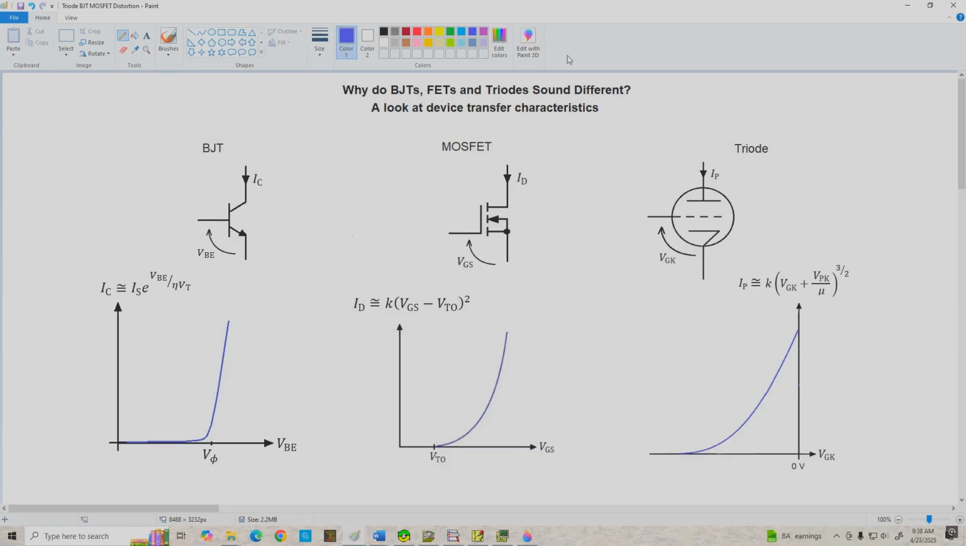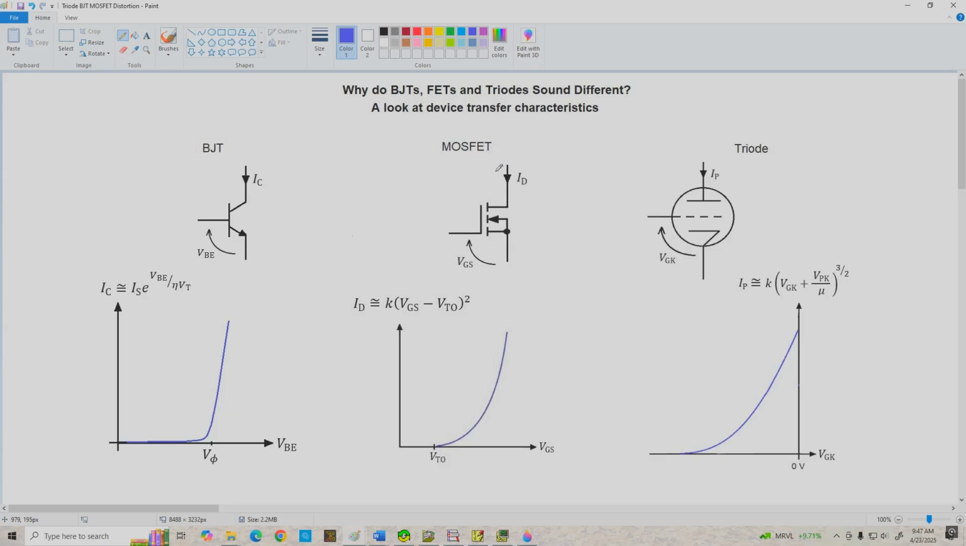Now, normally when we analyze an amplifier, what we'll do is develop a small signal model for the device, and we treat it as a linear device over its entire operating range until we hit clipping. And treating them as linear devices simplifies the math and the analysis, and usually it's good enough for our purposes.